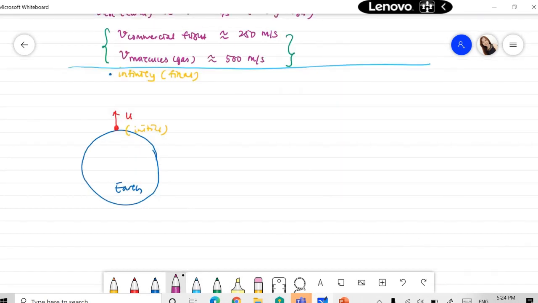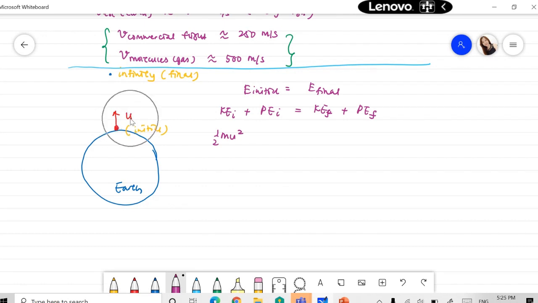So now I'm applying the conservation of energy. E initial is equal to E final. Mechanical energy consists of kinetic energy and potential energy. So initial, and final, I also have kinetic energy final and potential energy final. Kinetic energy initial is half mu squared, because initially I throw the object vertically upwards with the speed of u. The potential energy from the center of the Earth is negative GMe m over Re, where m is the mass of the object.